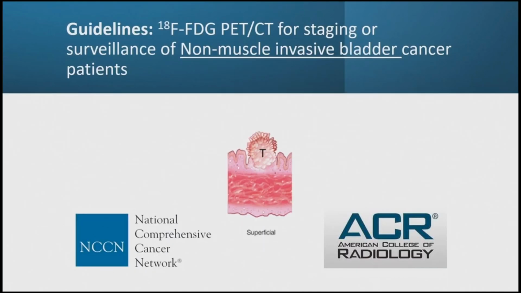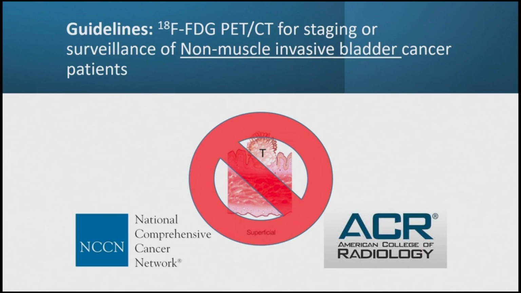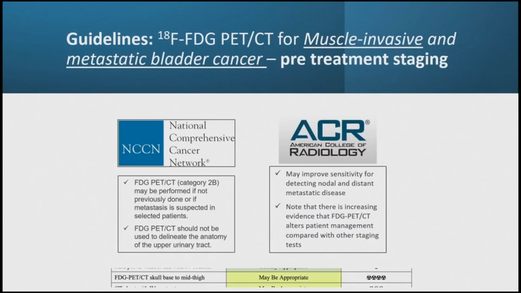So with that in mind, what do the guidelines actually tell us about when we should be using an FDG PET radiotracer? Well, in the setting of non-muscle invasive bladder cancer, there is no role. We should not be getting any FDG PET in these patients. But for those with muscle invasive disease in the pre-treatment space, the guidelines are a little bit opaque. You can see 3 different guideline groups here.